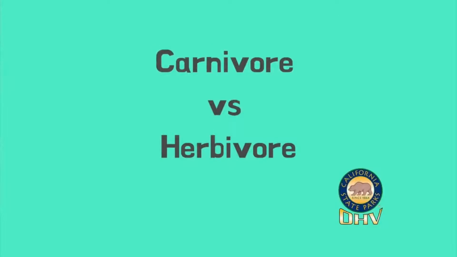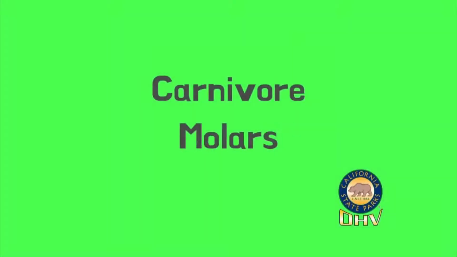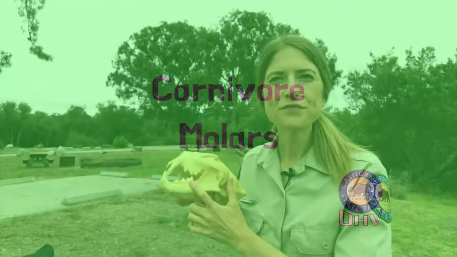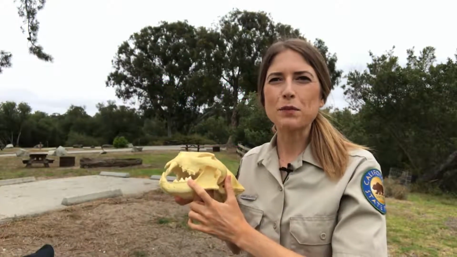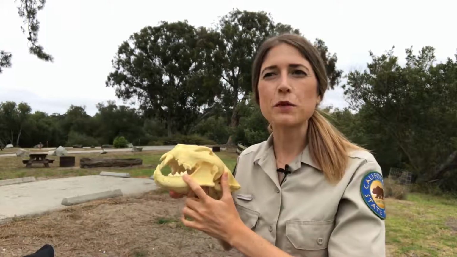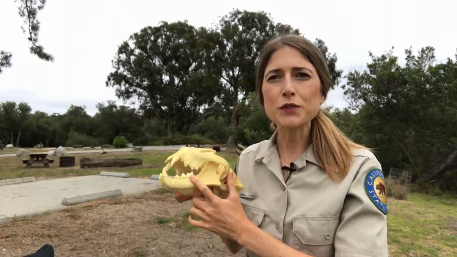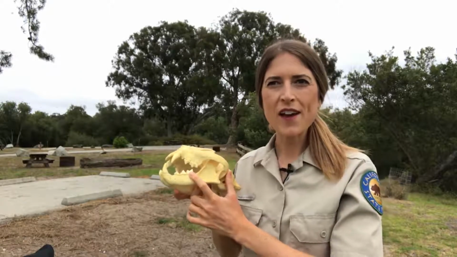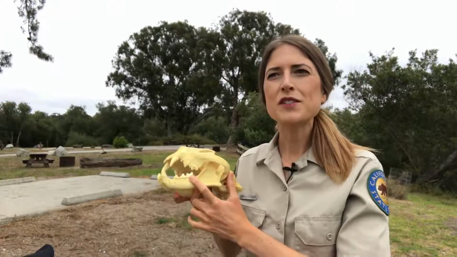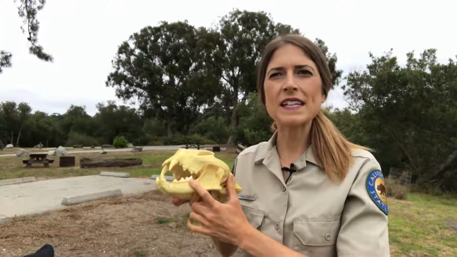Now that we know what these words mean, let's take a look at some actual animal skulls. We're now going to compare and contrast carnivore skulls with herbivore skulls. Let's start by looking at their teeth. Sharp, jagged, and blade-shaped molars indicate that this animal eats meat. Sharp molars are used for shredding meat into smaller pieces. Carnivores, or meat eaters, don't really need to chew their food because they tend to swallow their prey mostly whole.